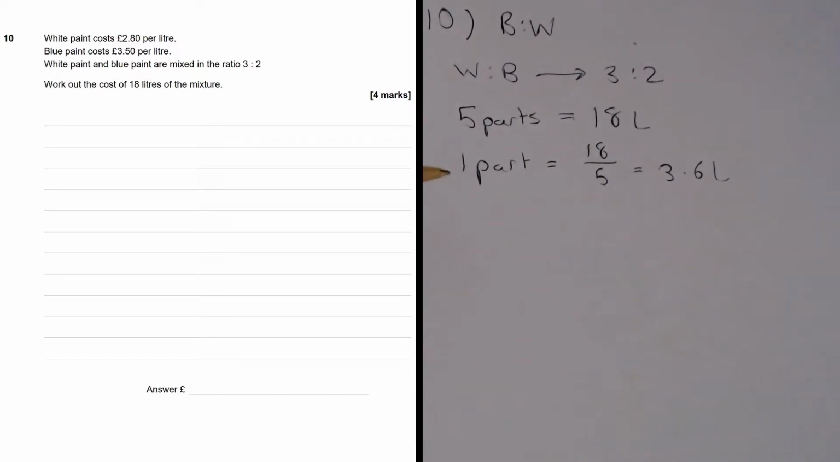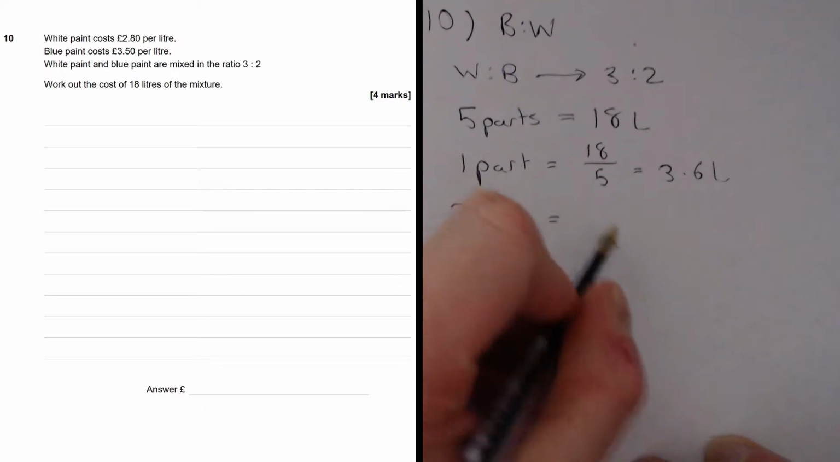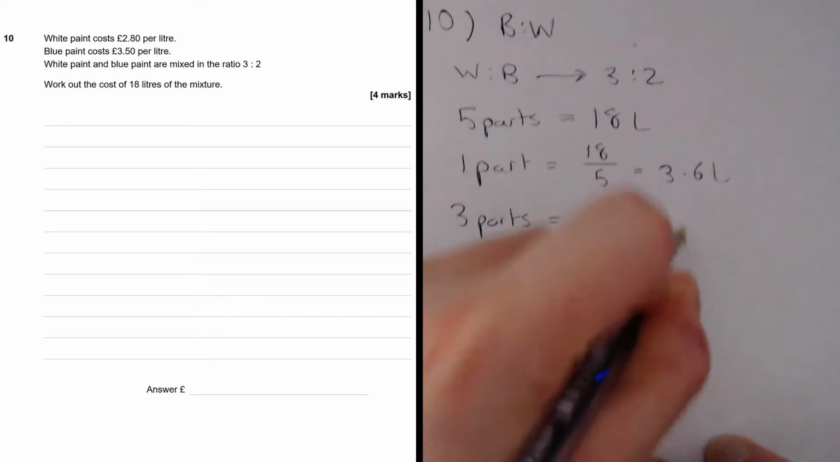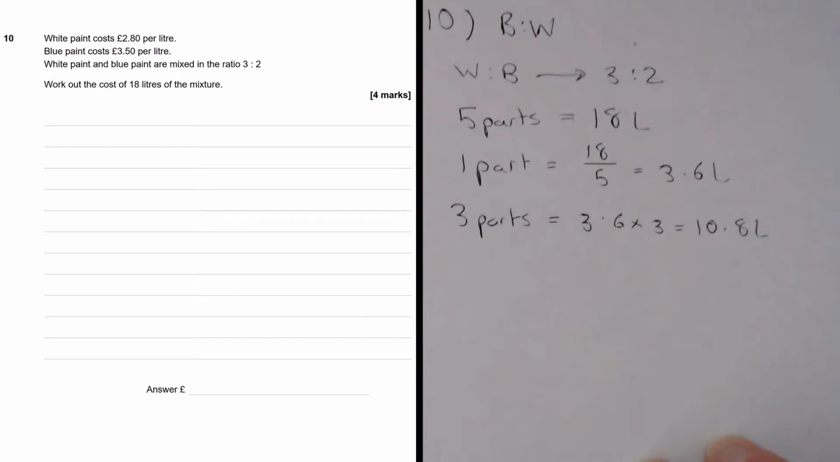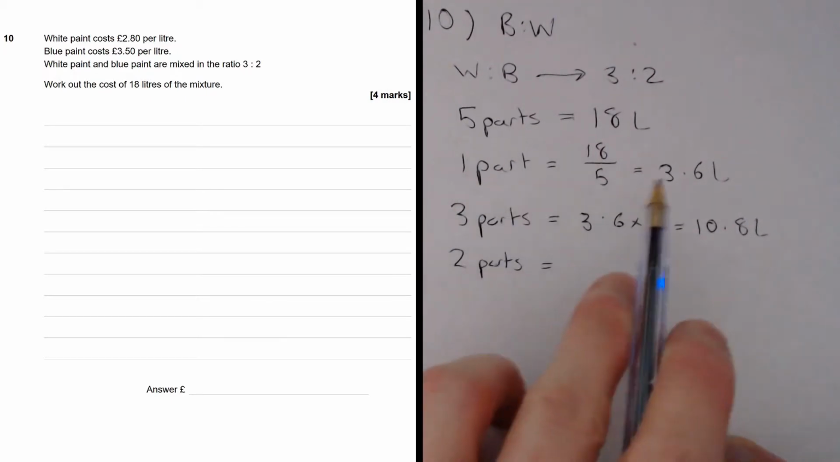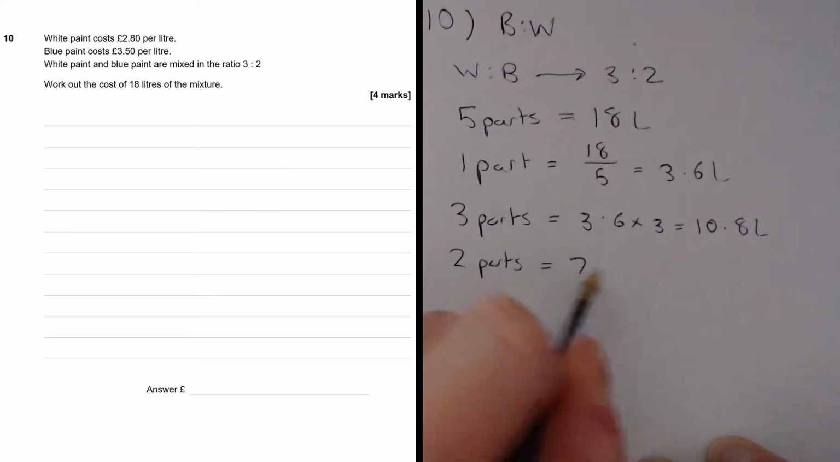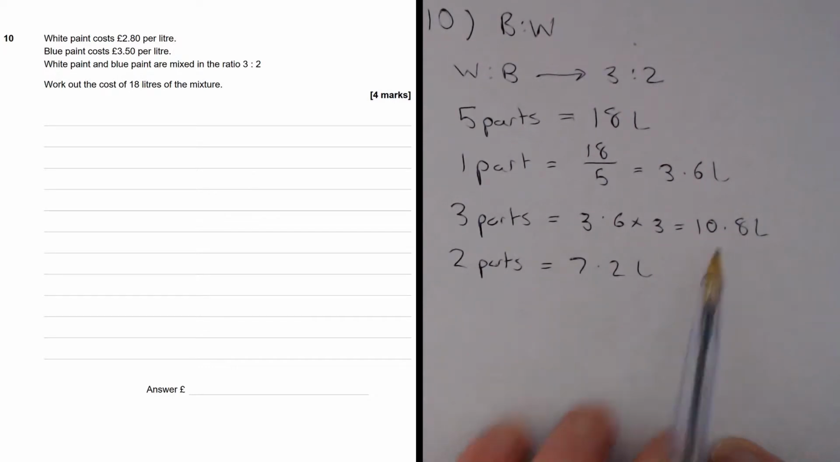The reason we've done this is because we now know what 1 part is equal to, and we know 3 parts are white paint, 2 parts are blue paint. So 3 parts must be equal to 3.6 times 3, which is 10.8 litres. So we need 10.8 litres of white paint. And 2 parts must be equal to, well, we need to multiply this 1 part equation by 2 to get 2 parts. So we get 3.6 times 2, which is 7.2 litres. Now, of course, 10.8 and 7.2 add up to 18 litres, which is what we would expect. There are 18 litres in total.